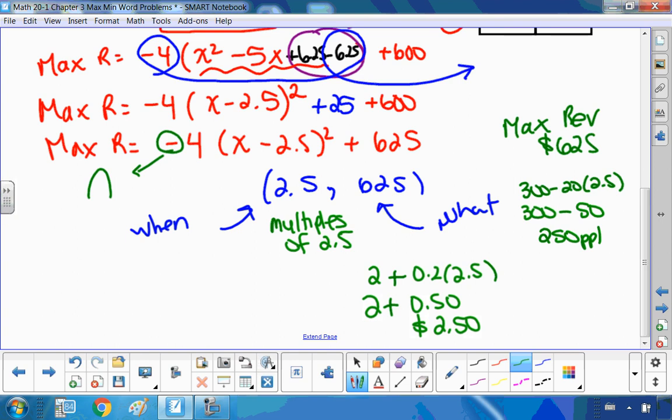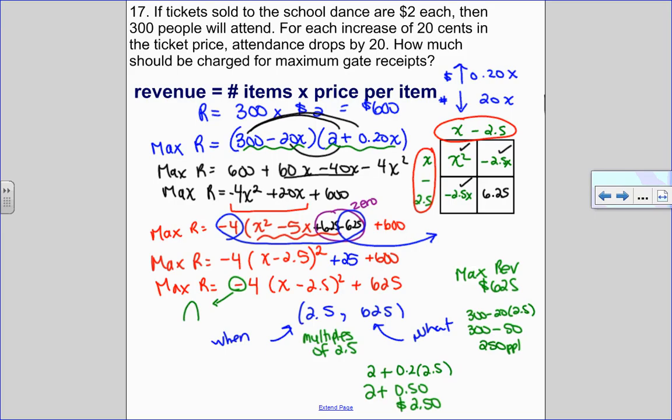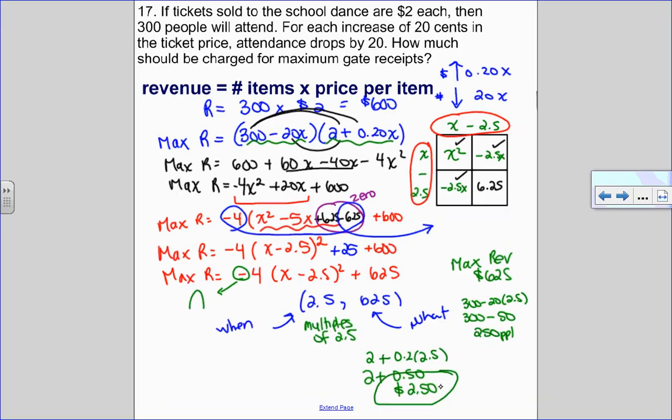So let's make this a little bit bigger so we can see everything. Make sure I answered my question. How much should be charged? $2.50 should be charged. And that would give me a maximum revenue of $625.